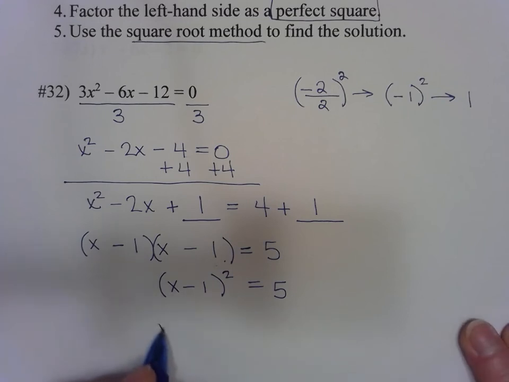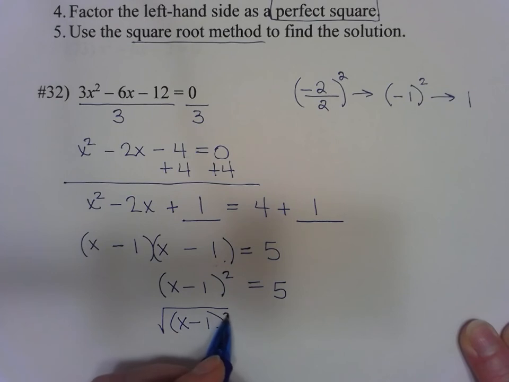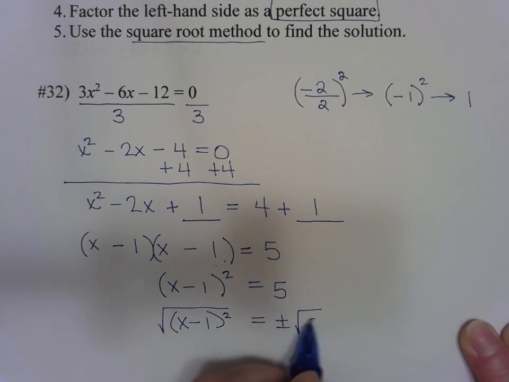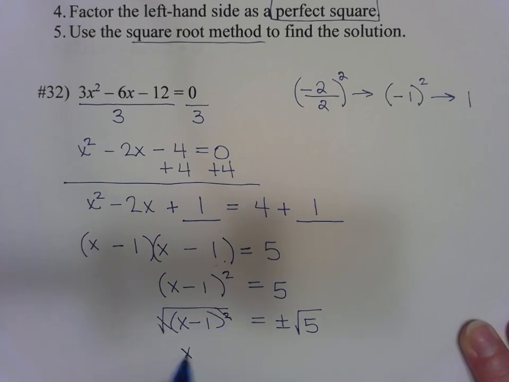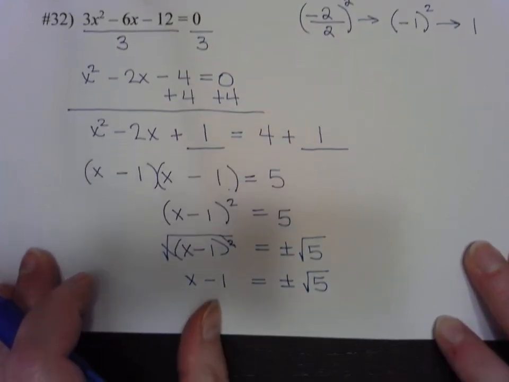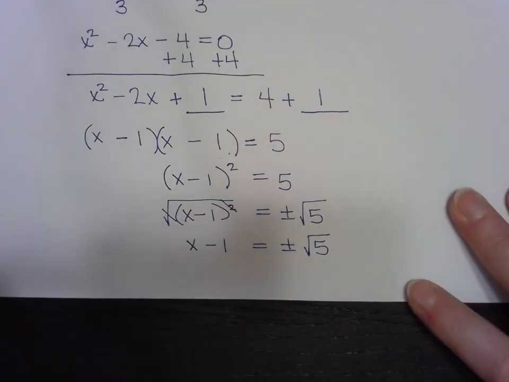So we're going to take the square root of both sides. The square and the square root are going to cancel each other out. And then to finish it off, we're going to add the 1 over to the other side.